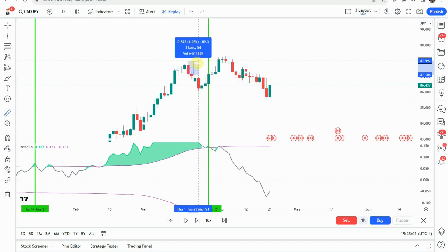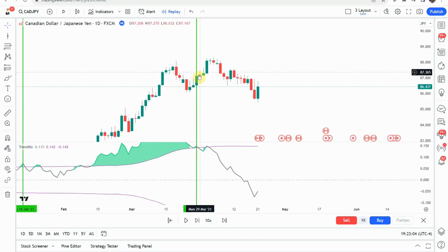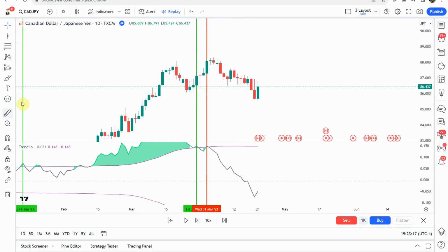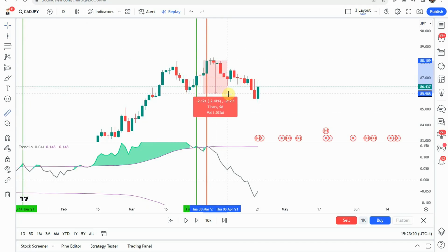Looks like we do get a nice move to the upside there. That does get us to our take profit. And it looks like we might get another breakout right here. And unfortunately, this one is going to get stopped out.